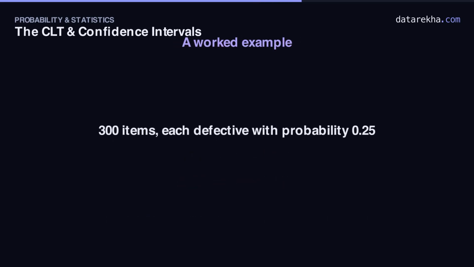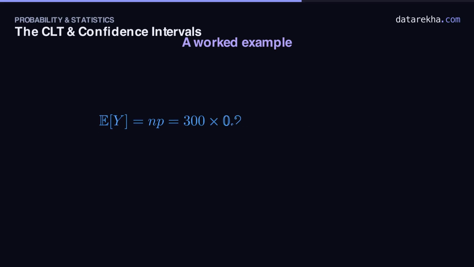Let's put it to work. A factory checks batches of 300 items. Each item, independently, is defective with probability 0.25. Let Y be the total number of defectives in a batch. We want the probability that Y lands between 60 and 90. Y is a sum of 300 independent yes-no variables, so the central limit theorem applies.